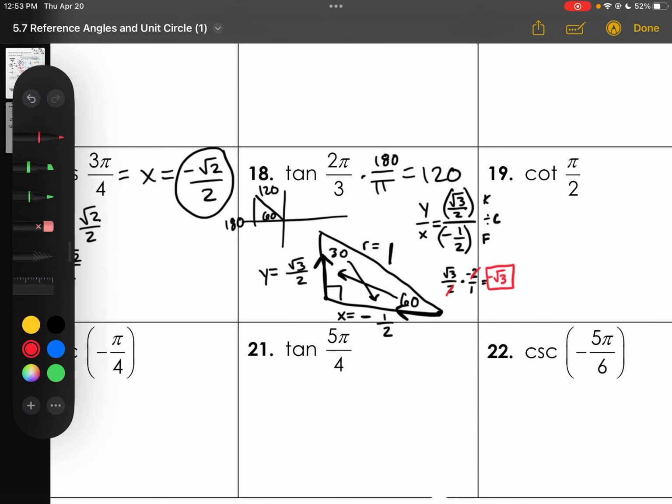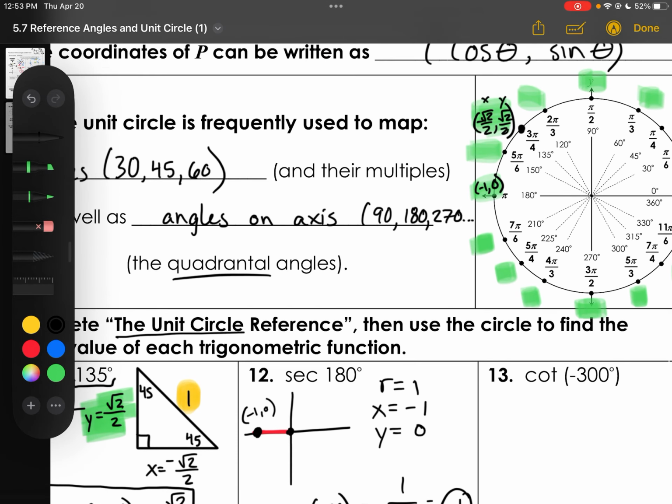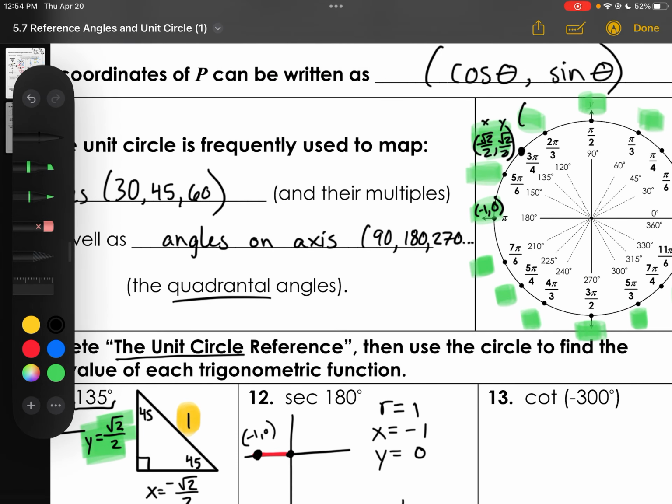So the second thing that we can do is go back up to 120 degrees, and we've defined x and y for 120 degrees. So x is negative 1/2, and y is root 3 over 2. And we're one step closer to filling in our unit circle.